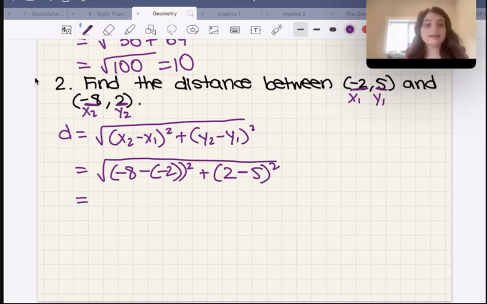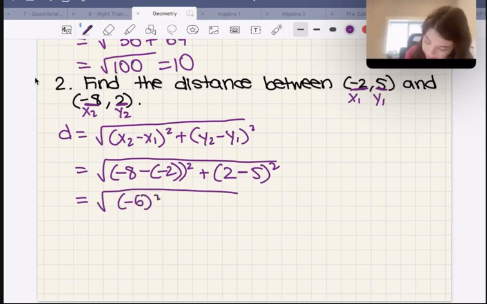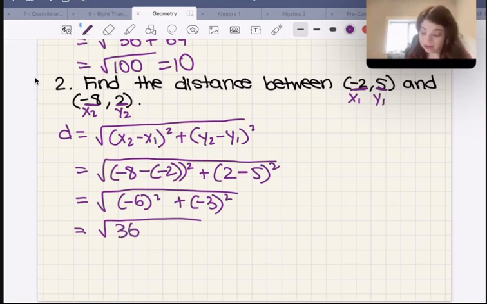And then we're going to simplify that. So -8 minus -2. Well, keep in mind, if we have minus a negative number, we really add. So this is really -8 plus 2, which is -6. So we're going to get -6 squared. And then 2 minus 5, well, that's -3. So -3 squared. And then we're going to get positive 36, right? Because whenever we square a negative number, we still get a positive number back out. Because when we multiply two negatives, it gives us a positive. So positive 36, and then plus positive 9.